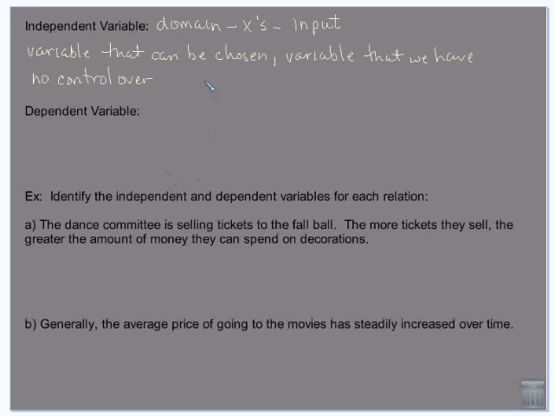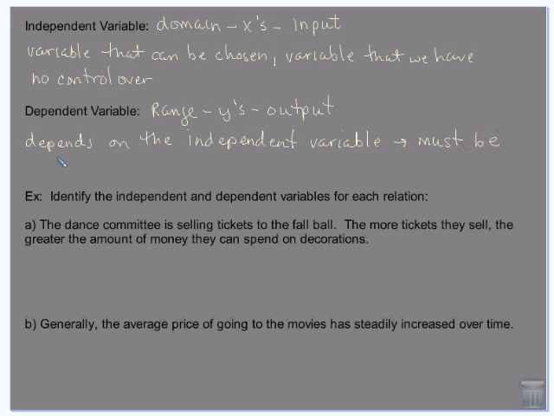Okay, the dependent variable, that's the range. So it's the y's. It is the output. Now the dependent variable depends on the independent variable. So this one is the one that must be figured out. We can't choose it. Does that make sense?